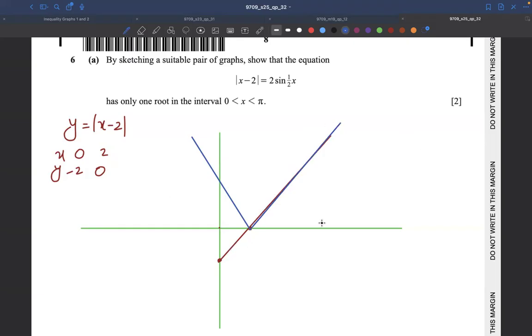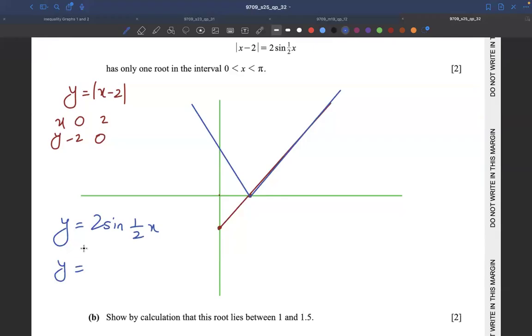And now sketching the graph of y equals 2 sine half x from 0 to pi, basically 0 to 180, to understand it better. So first taking the x value as 0. When x is equal to 0, y would be equal to 0. Then we can take x equal to, let's say, pi. If I take the value of x as pi, what I will get is y equals 2 sine of pi by 2. Sine 90 is 1, so y would be equal to 2.